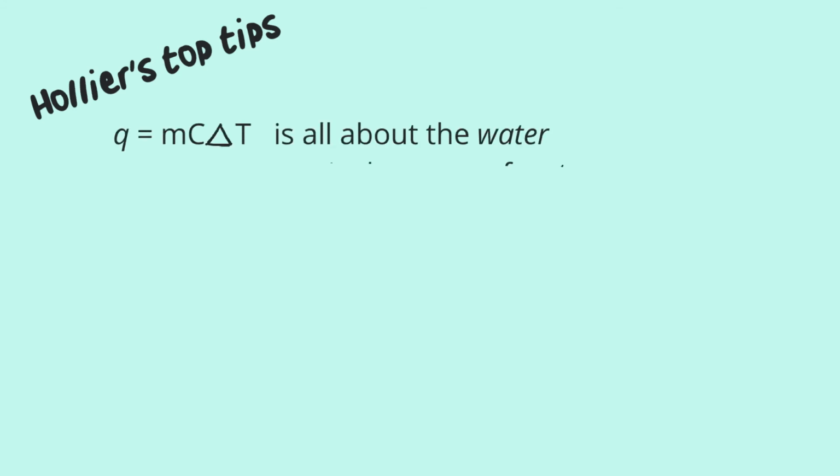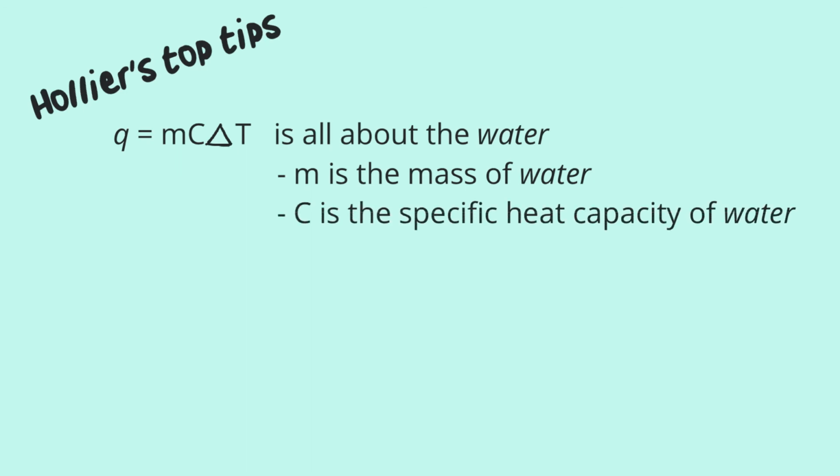So Hollier's top tips for thermochemical equation calculations. When we're looking at Q, the heat of reaction, it's all about the water. How much mass of water is there? And that mass of water has to have the correct units. We've got to look at the specific heat capacity of water and figure out what units of mass are used in that. Joules per Kelvin per kilogram is what's written on the data sheet. So you have to have the mass of water in kilograms.